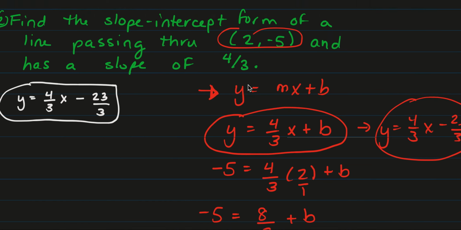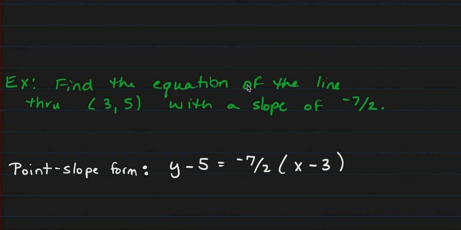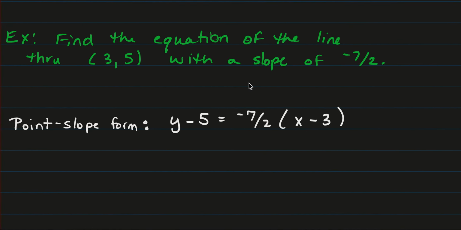We're going to do another example here. This is a problem we saw, I think it was in the last video or maybe the one before that, but it was: find the equation of the line through the point (3, 5) with a slope of -7/2. And we found this already. You can look back in your notes. The point-slope form of this line is given right here.